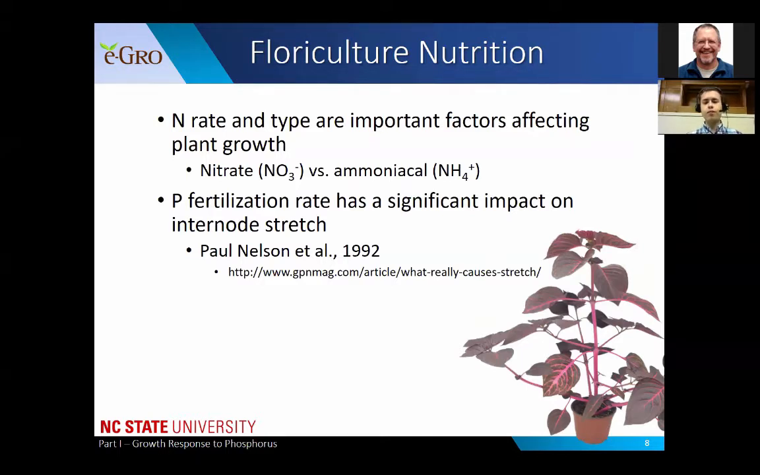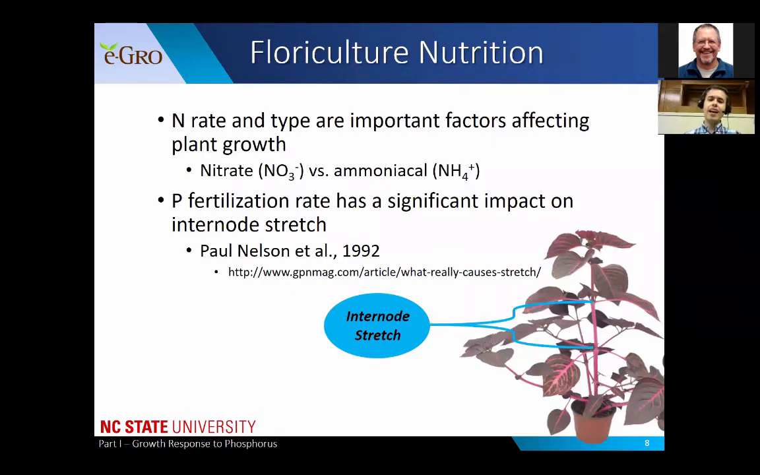But also, the phosphorus fertilization rate has a significant impact on internode stretch. So phosphorus also plays a very important role in plant growth. And you can see on this Iresine plant at the bottom of the screen that it is exhibiting some high internode stretch due to very high rates of phosphorus. So you can see that section of the internode is very elongated, and it's not very attractive. It's not our goal in floriculture production to have leggy, stretched plants like this.